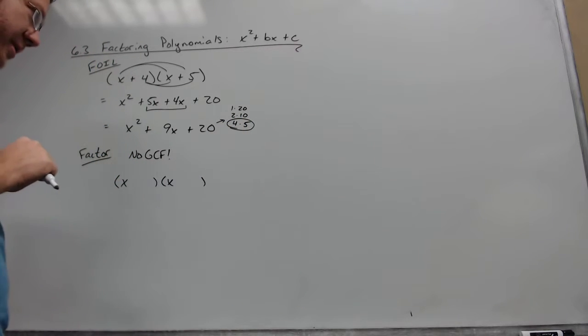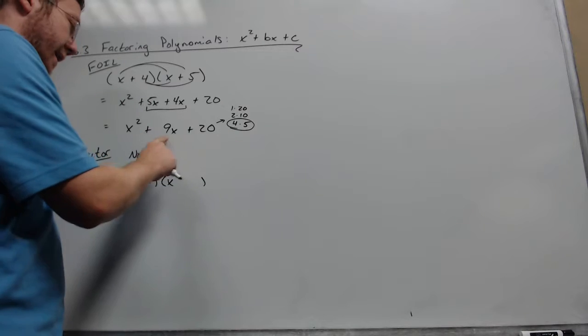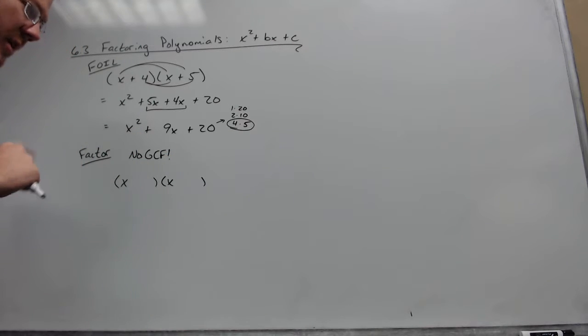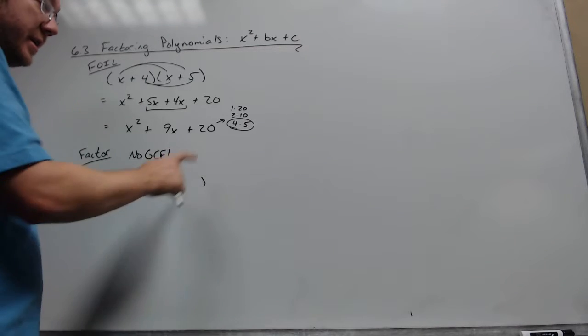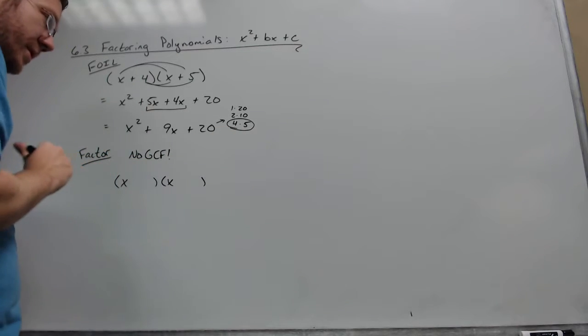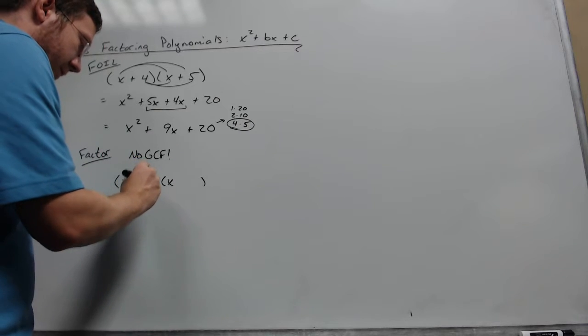I'd say 99% of the time there's one pair that'll add up to this middle term, and we'll probably see an example where there's more than one pair, and you have to be careful, but most of the time one pair will be the only pair that works, so we know it has to be a 4 and a 5.